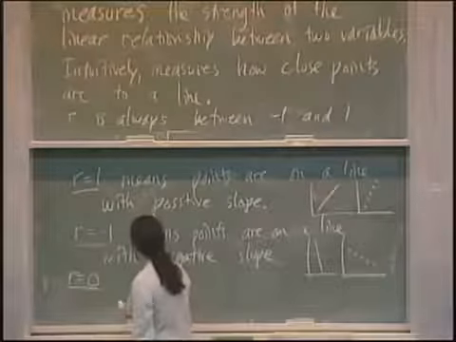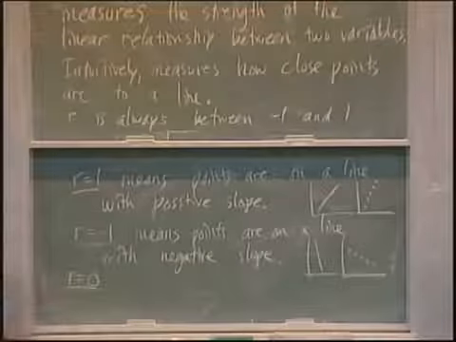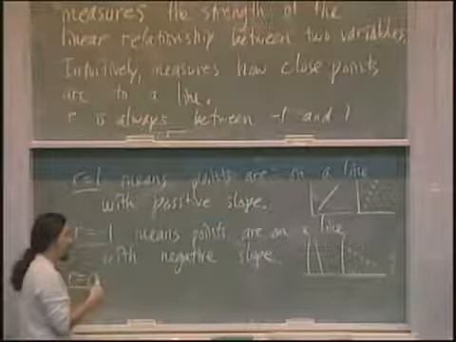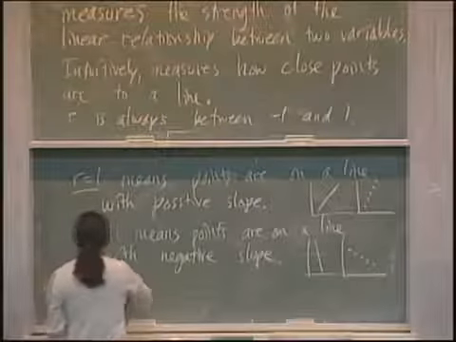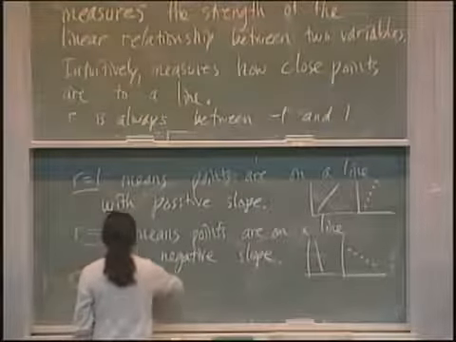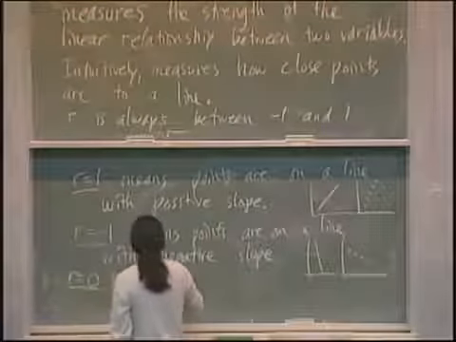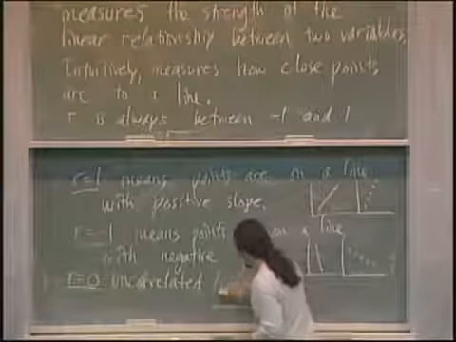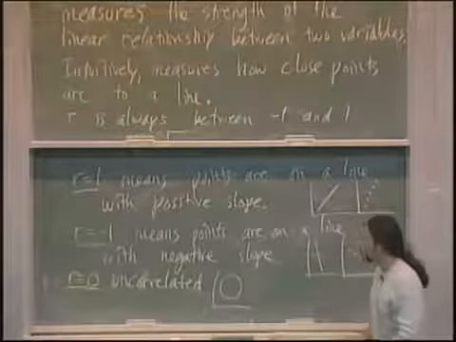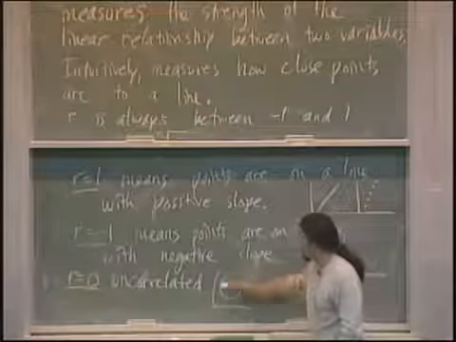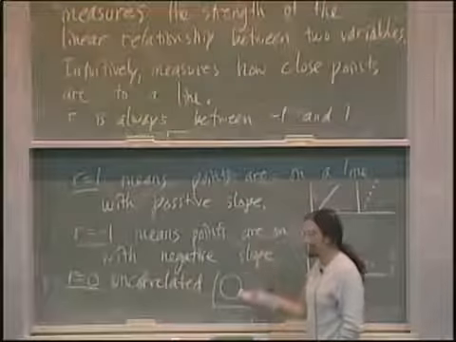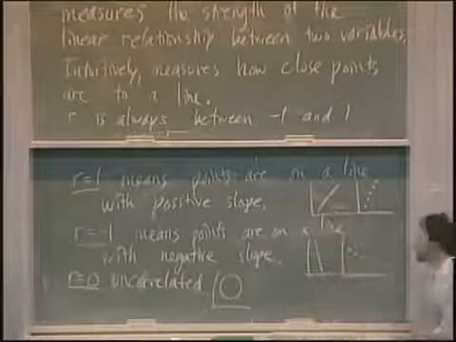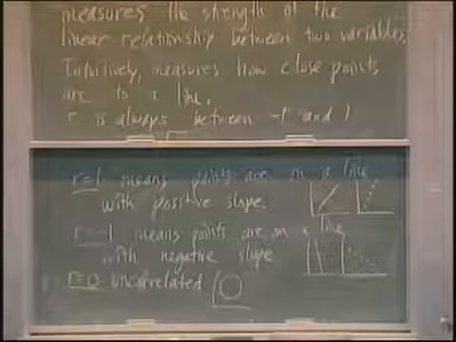So r equals 0 is sort of right in between. You might think of this as being uncorrelated. The typical picture that I might draw for this is just a 0, meaning there's no particular linear relationship. If you have a large value of one of them, there's no reason to think that the other one will be either large or small.